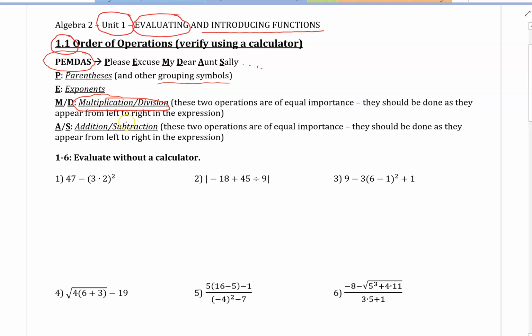Now within a category, if you have both multiplication and division, well then you go from left to right would be the appropriate order. But you never want to add or subtract before you multiply or divide. So these kind of go together. So the M and D have to come before the A and S. So let's try with a few examples down here.